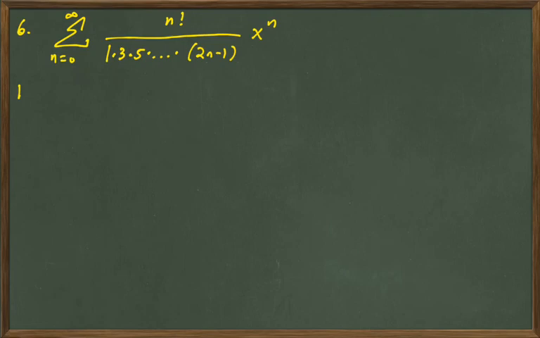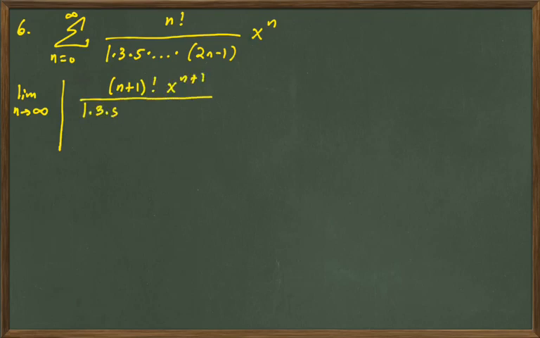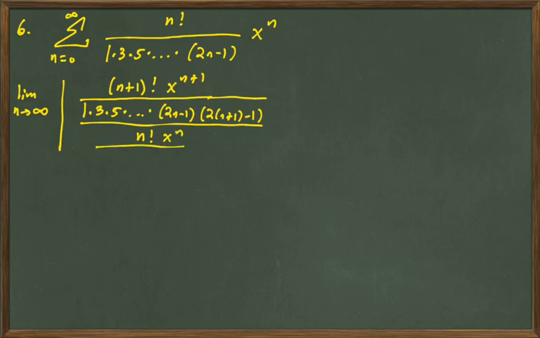And we're going to use the ratio test. So the limit as n goes to infinity of n plus 1 factorial, x to the n plus 1, all over 1 times 3 times 5 times ... 2n minus 1 times 2 times n plus 1 minus 1, so that's the n plus 1 terms, divided by n factorial, x to the n, all over 1 times 3 times 5 times 7, and so on, all the way out to 2n minus 1.